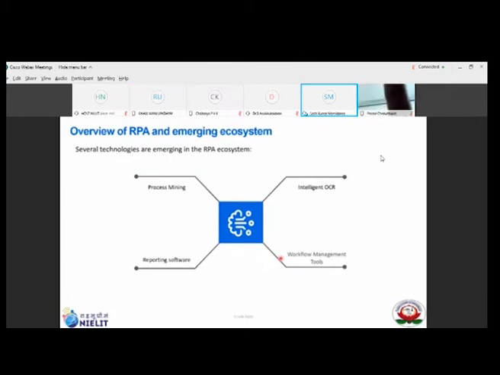The second thing is intelligent OCR. So OCR, as you know, is optical character recognition. So when you process PDFs, not necessarily always the data is text. There are images as well as a part of it.